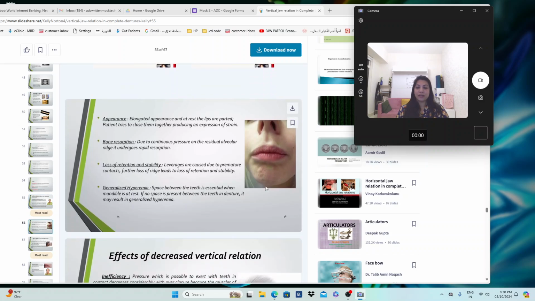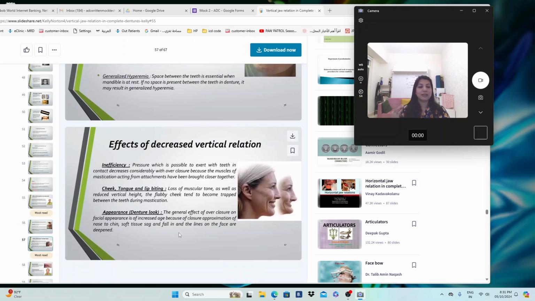Appearance, an elongated appearance. Bone resorption will happen due to continued pressure on the ridges, loss of retention and stability, and generalized hyperemia. Basically, there will be an increase in blood flow and the mucosa will become reddish. That is the effects of increase in vertical dimension.